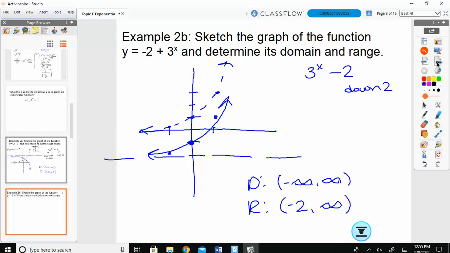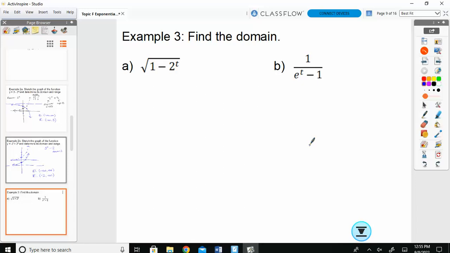Next piece. We've talked a little bit about finding domains, so let's practice finding domains. We know that if it's a square root, what has to be true when we find the domain? Okay, so the thing under the radical greater than or equal to 0. So if I'm solving for t, we can subtract our 1. I would have to divide by a negative, which flips my inequality.